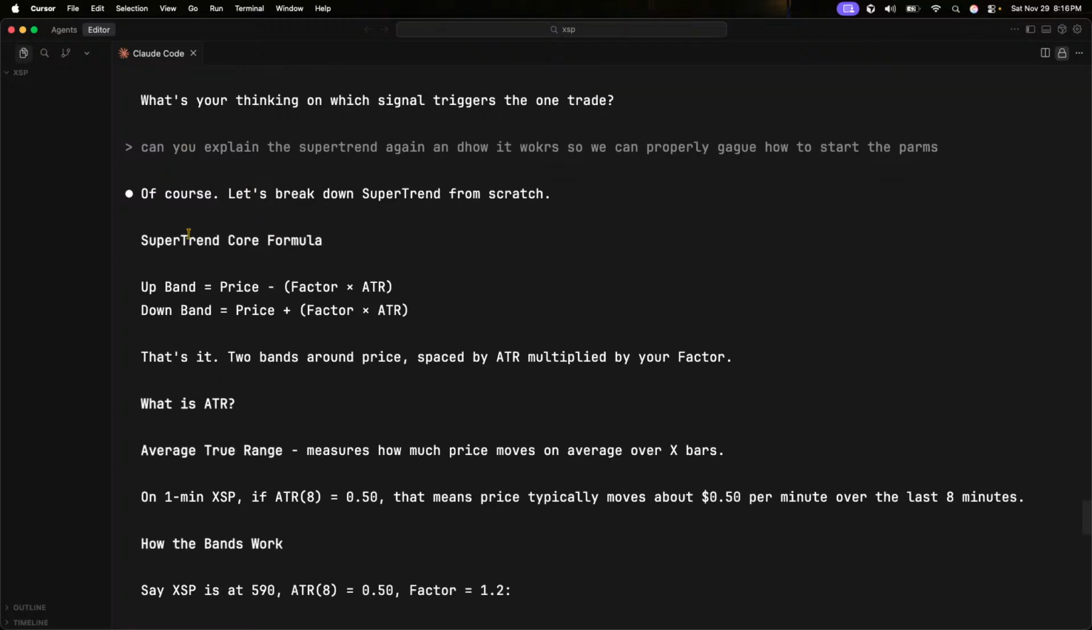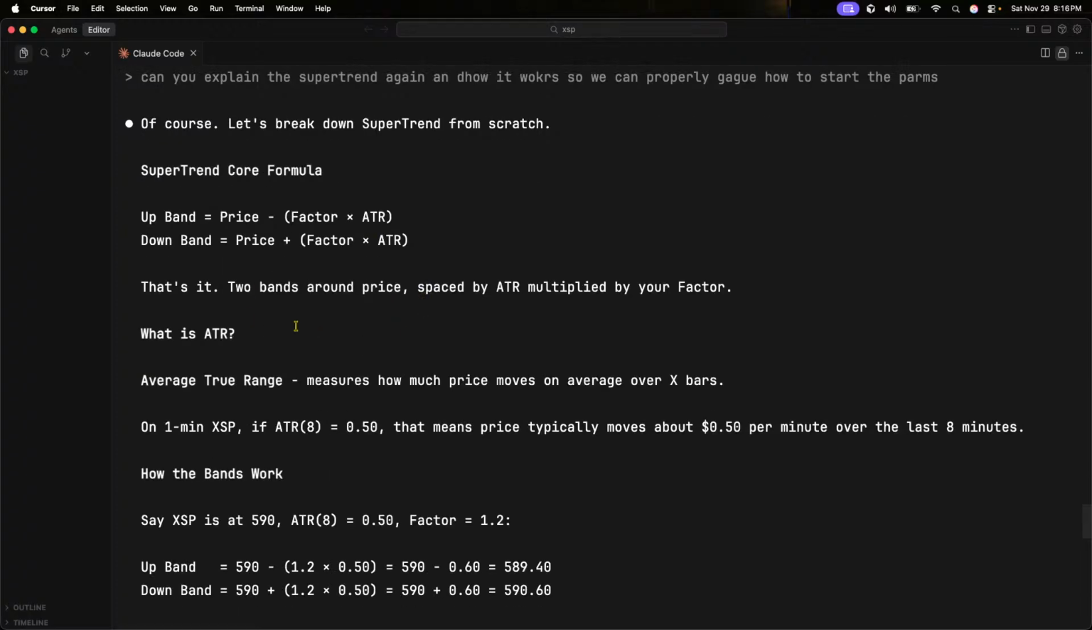Okay, of course, let's break it down. So the super trend formula: the up band equals the price minus the factor times ATR, the average true range. And the down band equals the price plus the factor times average true range. That's it. Two bands around the price, spaced by the ATR multiplied by your factor.